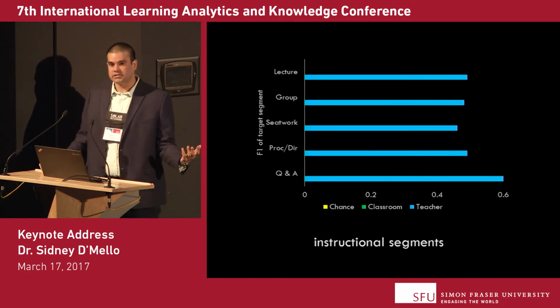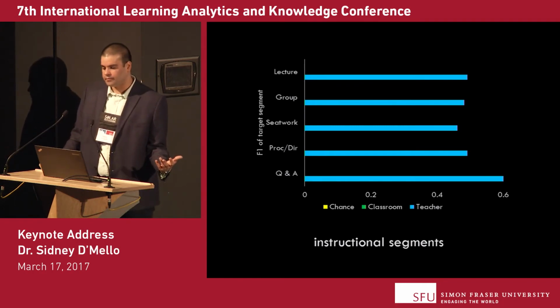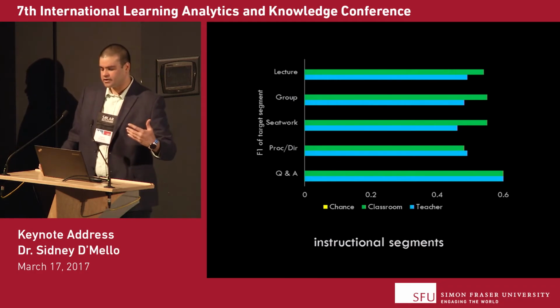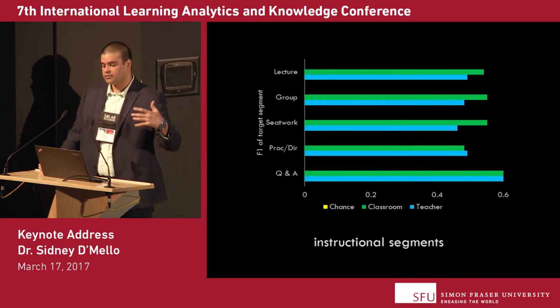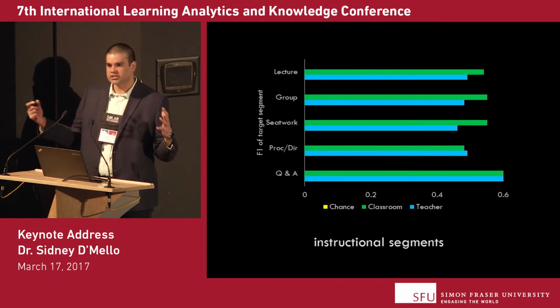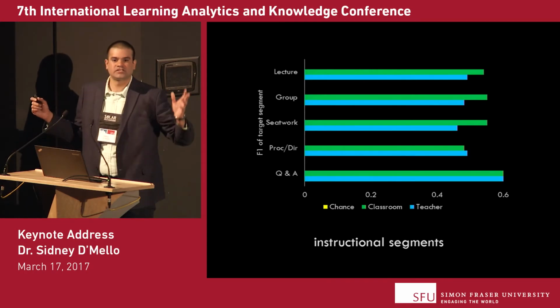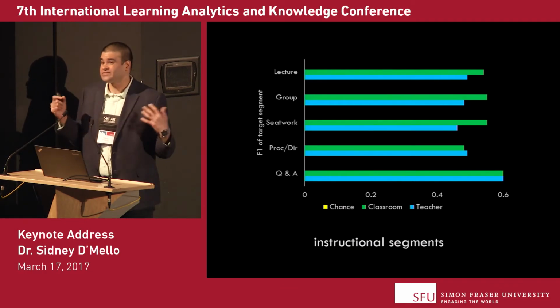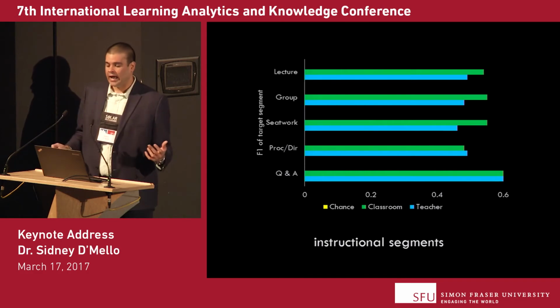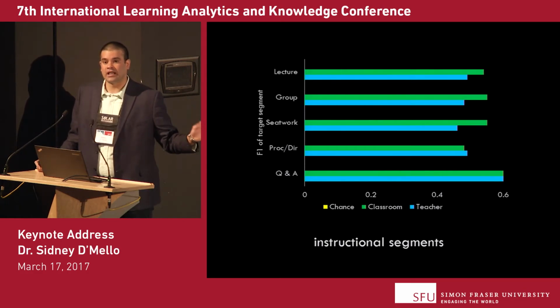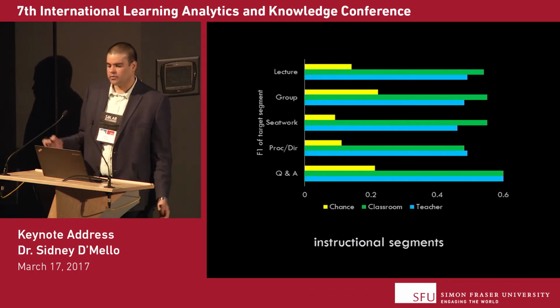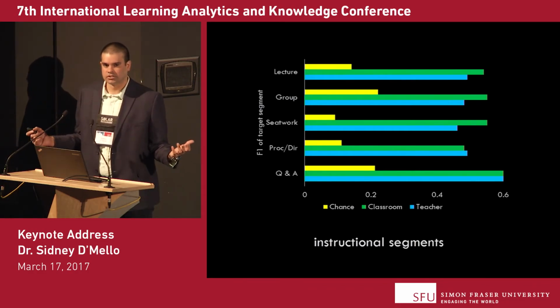Basically, we do pretty decently. This is with the teacher mic. With the classroom mic, that's the green, you don't get much of a benefit for Q&A and procedures and directions, but you do get it for lecture, for group work, and for seat work. So if the question is, do I need this extra hassle of a second microphone for this task? Kind of, depending on what you're focusing on. If you're just focusing on Q&A, probably not. And again, these are all leave-one-teacher-out validation, so the data is trained on all but one teacher and tested on the last teacher. And then we really do much better than chance, which is cool.